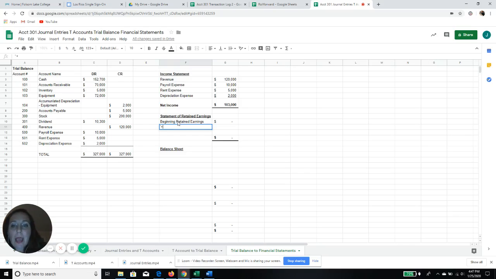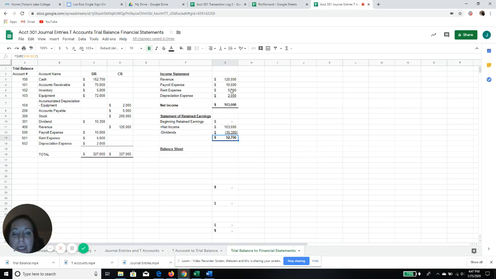Then we are going to add net income. And our net income, we know from looking up here, is $103,000. Then we're going to subtract dividends. And I go over to my trial balance and I see that our dividends are $10,300. This time I am going to say minus. I know that doesn't make a lot of sense. It's just how the statements are presented.